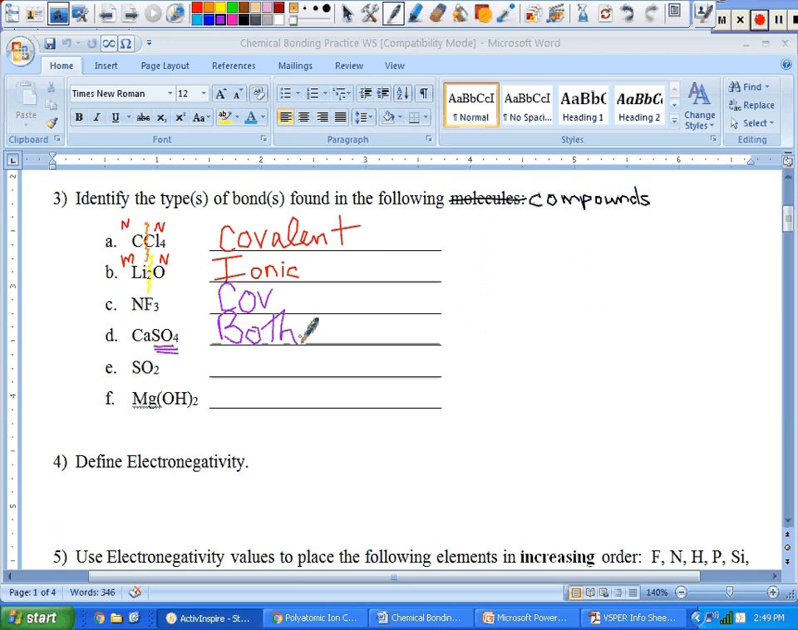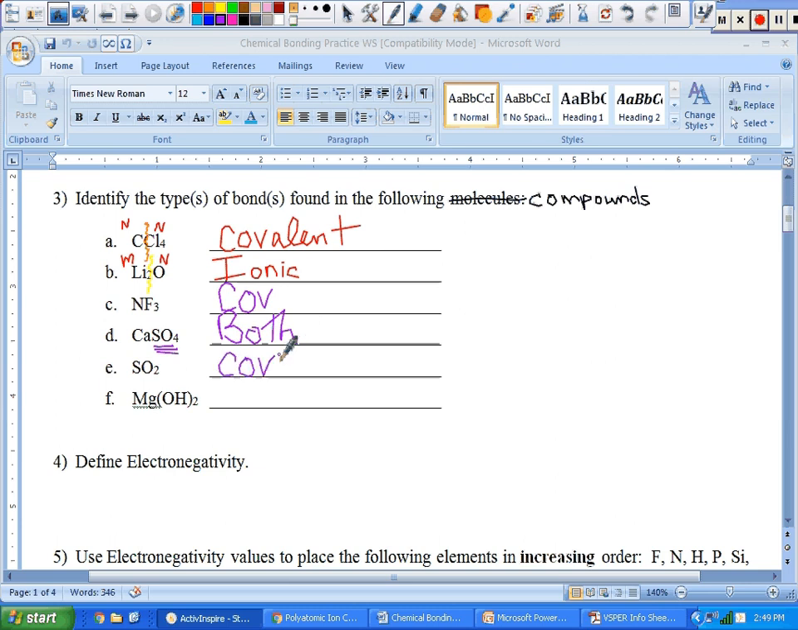Sulfur, metal or non-metal? This is E. Non-metal. Why is it a non-metal? What side of that stair-step line is it on? Right side. Right side is always non-metals, right? What about oxygen? Non-metal. So you've got two non-metals. So what do you have? Very good. Covalent.